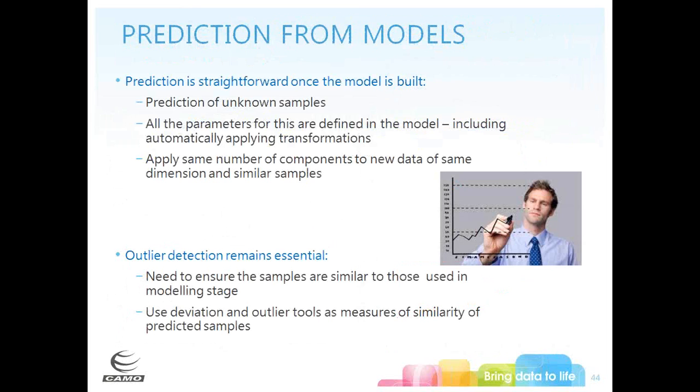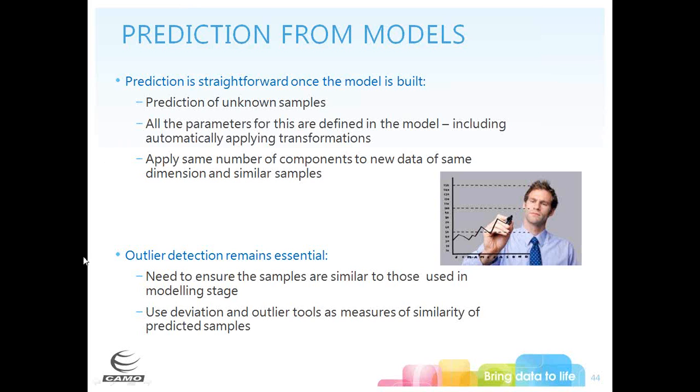But one of the important things about modeling is that we then want to do predictions from our models. And prediction is actually straightforward once a model is built. What we want to do is predict unknown samples. And for this, all of the model parameters are defined in the model, including any transformations we had applied to the data. What we want to do is apply the same number of components, in the case of our ethanol data a single PLS factor, to new data, and the data need to be of the same dimension, and it should be of similar samples.